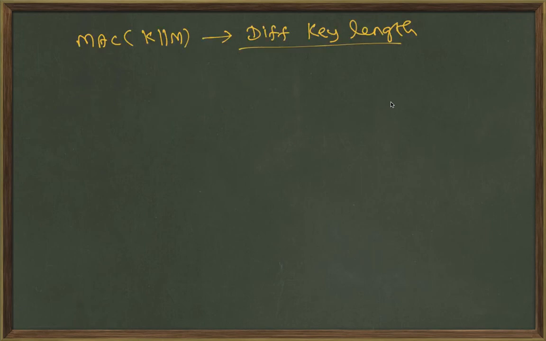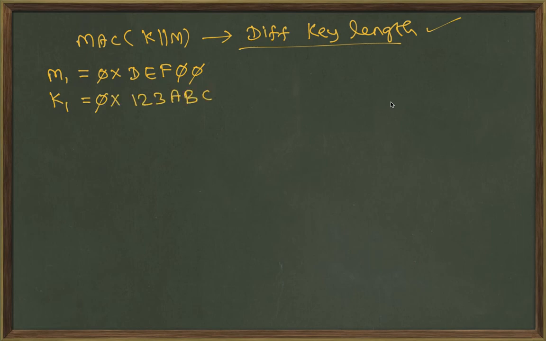Another attack that you can perform on the secret prefix MAC is the different key length attack. Let's take an example. Let's say you have a message M1. I use a hexadecimal value. The value for this message is DEF00 and your key K1 is the hexadecimal value 123ABC. Now let's calculate the MAC for this value. So what will happen?